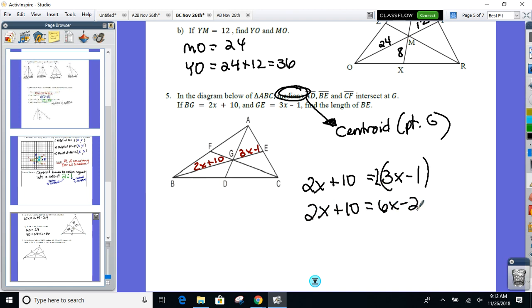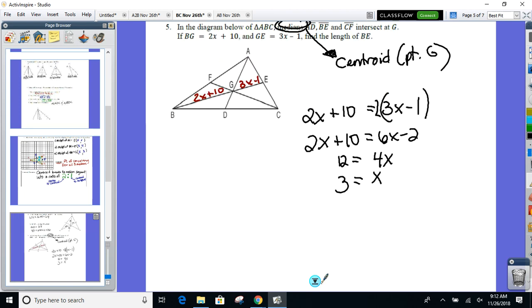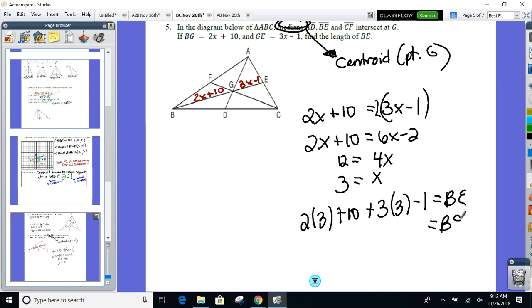All right, and then from here, hopefully it's not a big deal. 6x minus 2. I'll move the 2x over and get 4x. Move that negative 2 over and get 12. So x should equal 3 no matter how you solved it, but that's not what I'm looking for. I'm looking for BE. I got to go back and plug it in. 2 times 3 plus 10 plus 3 times 3 minus 1. And what are we looking at for the length of BE? 24 units.